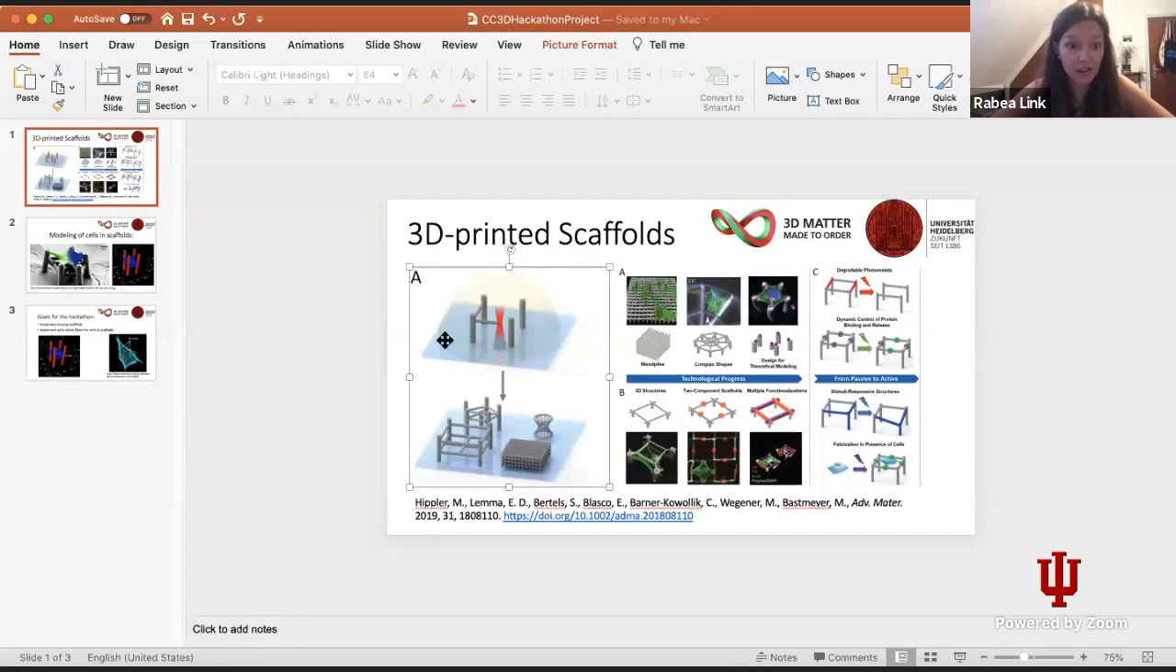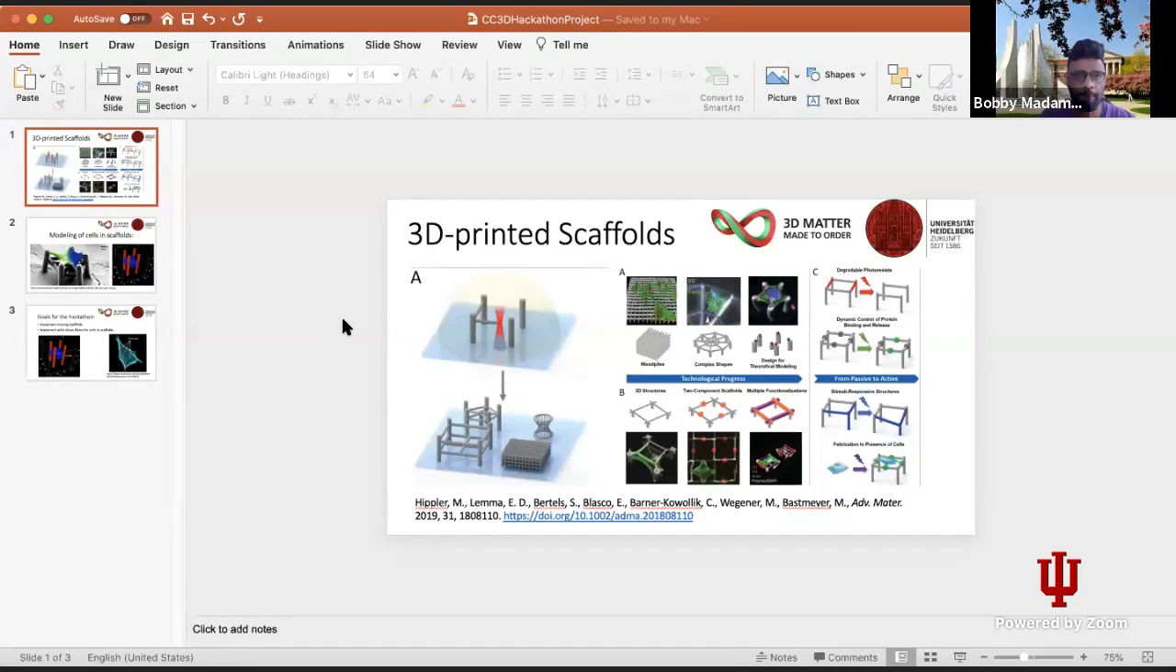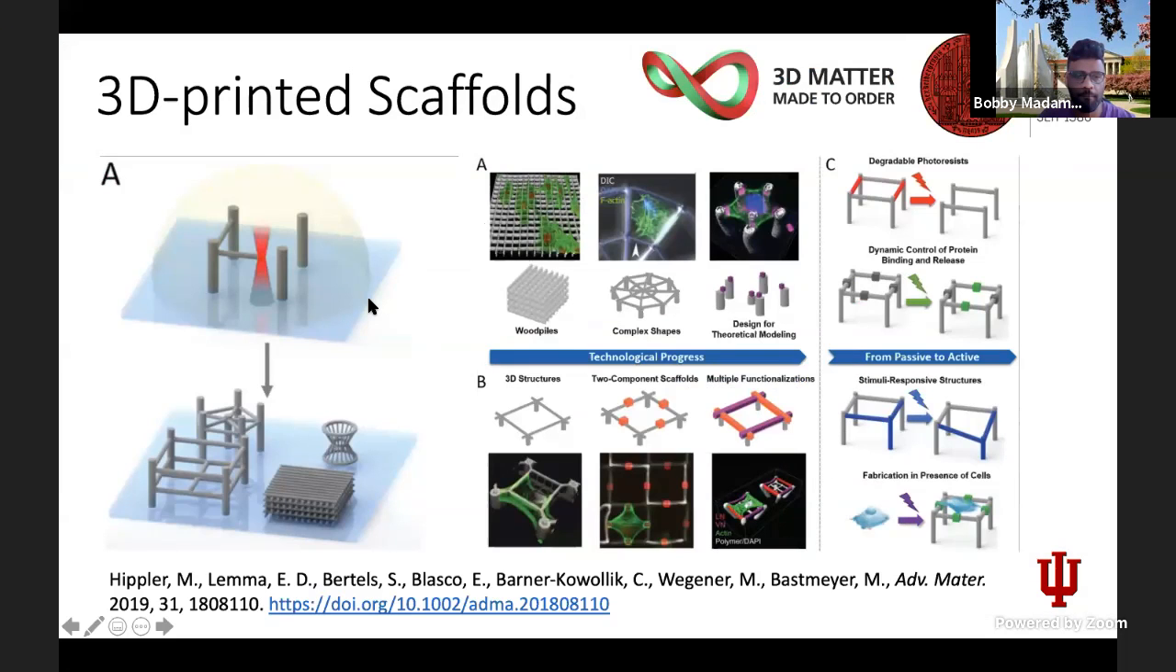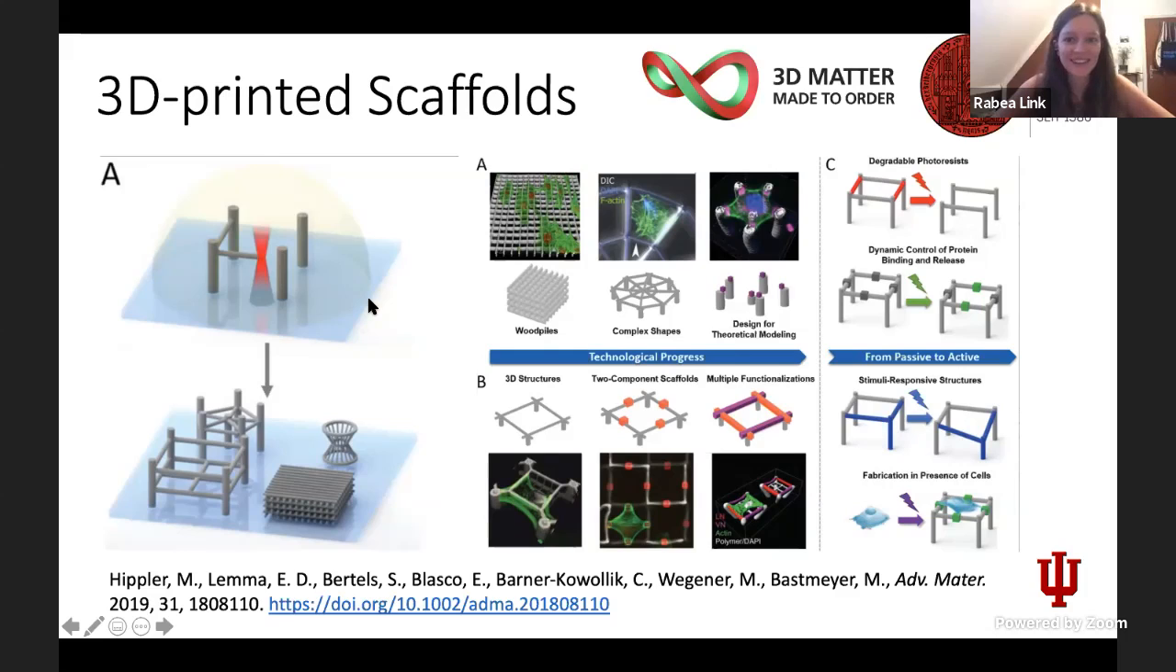Is it full screen now? Yes. Okay, perfect.